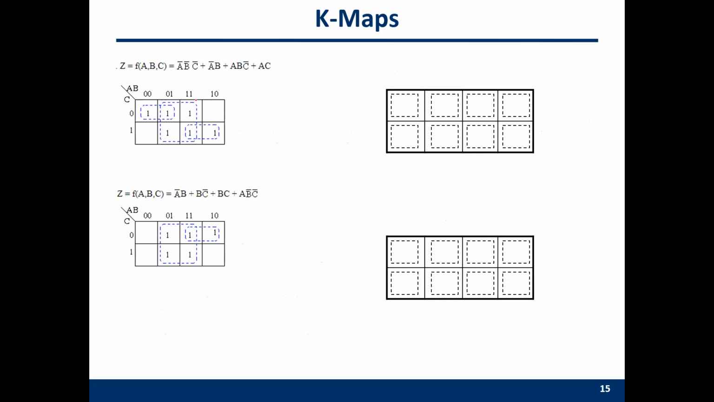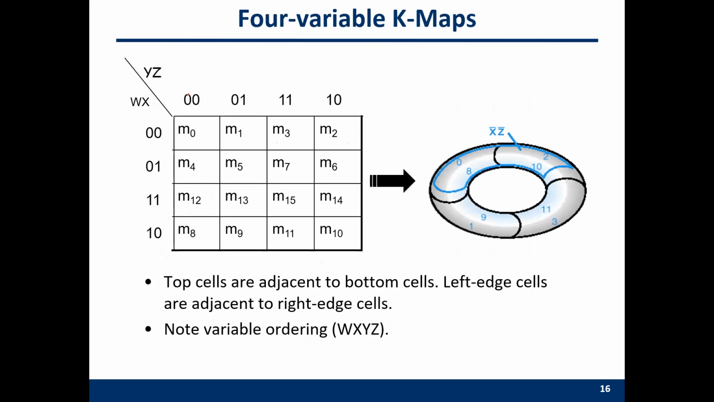Before you try, I would like to remind you, when you draw a 3 variable K-map, this is a 0, 1, and this is 1, 1, not 1, 0. So this is a very easy mistake. And then this is the 4 variable K-map structure. So you can see that this column is actually connected to this column, and this row is actually connected to this row.